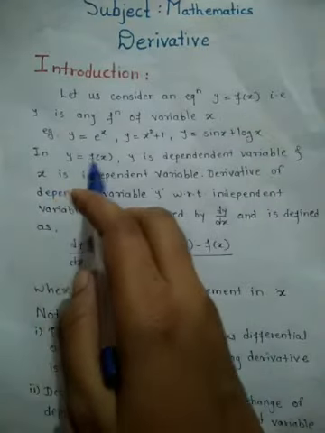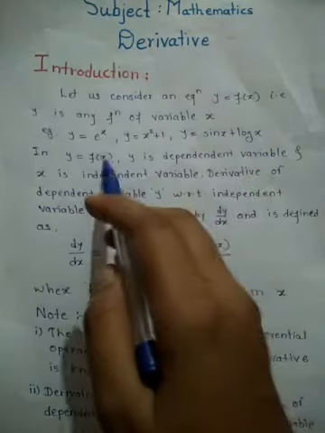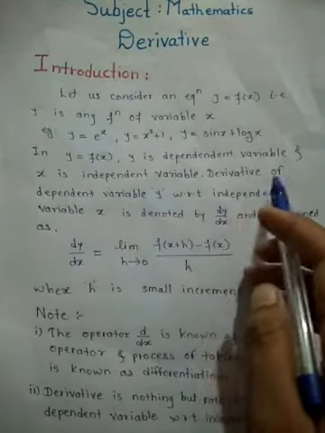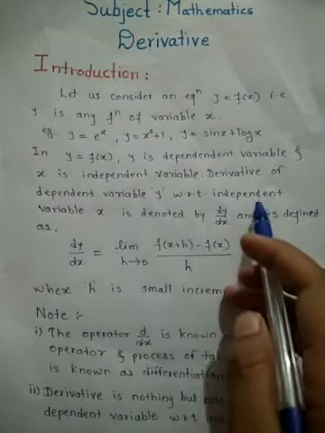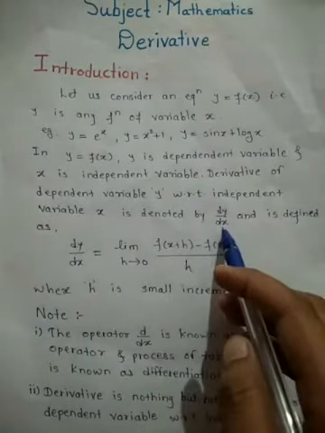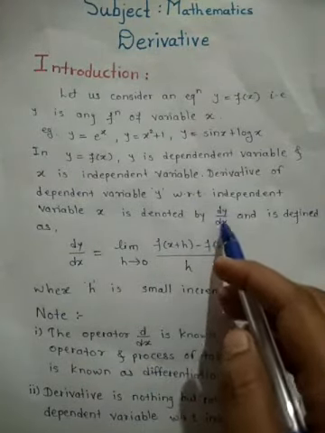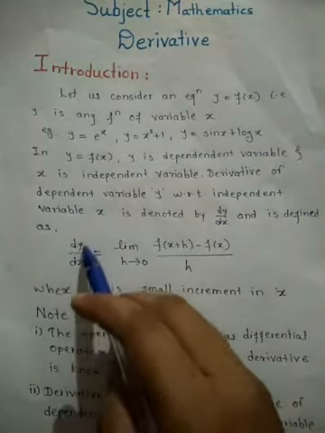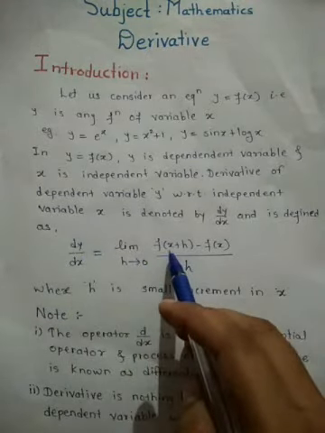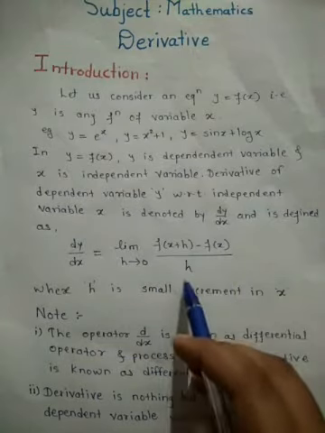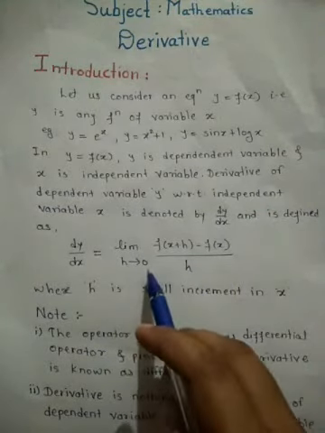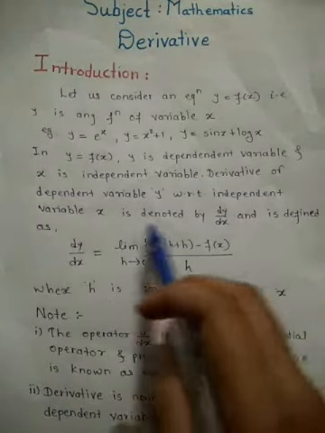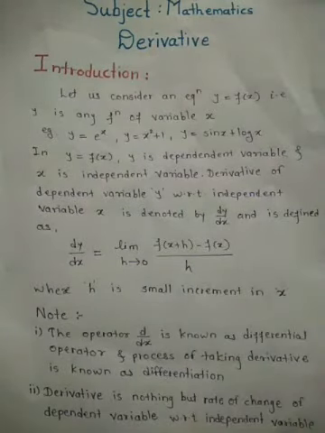In this equation y equal to f of x, y is the dependent variable and this variable x is known as the independent variable. Now the derivative of the dependent variable y with respect to the independent variable x is denoted by this symbol. This symbol is read as dy by dx and it is defined in terms of limit: dy by dx equal to the limiting value of f of x plus h minus f of x divided by h as h tends to 0. Here h is called a small increment in x. This formula for derivative is known as first principle.